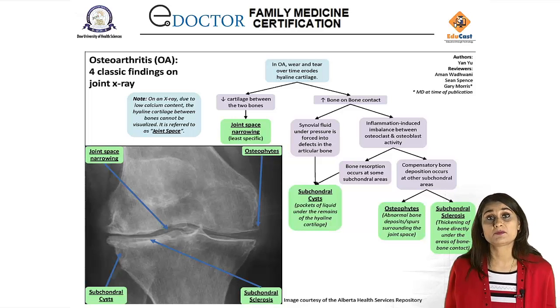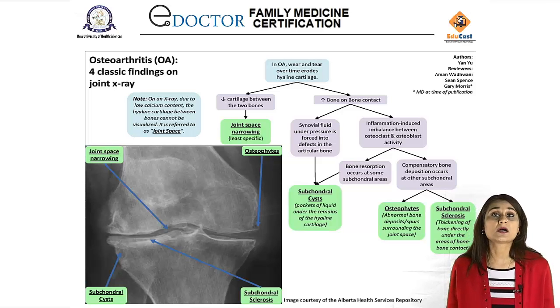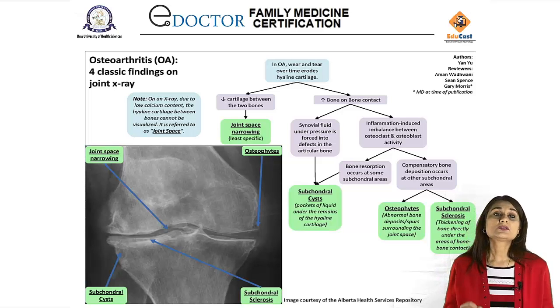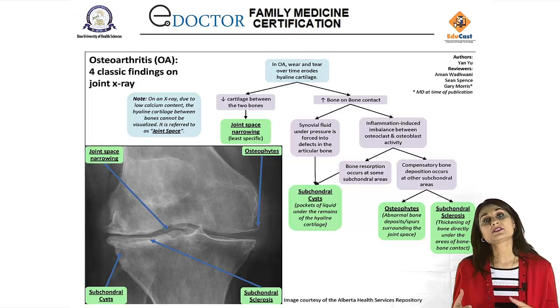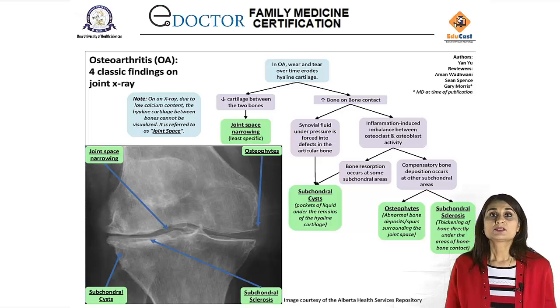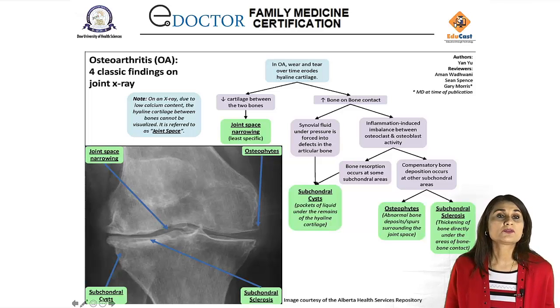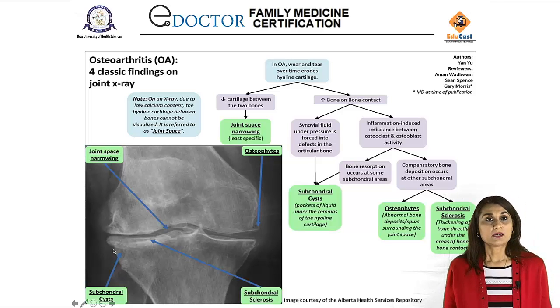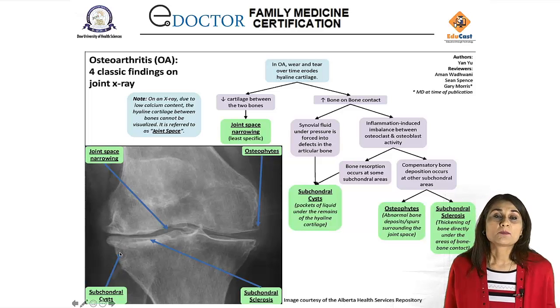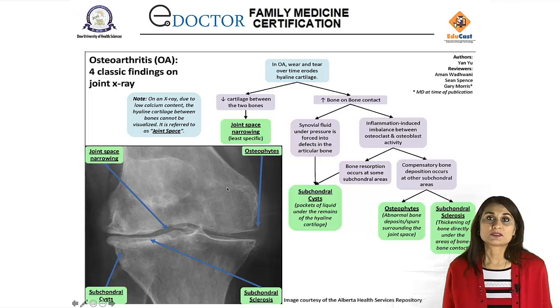Subchondral cysts have another mechanism also. They can form because of bone resorption at some subchondral areas. Who does bone resorption? Osteoclasts. When we have an imbalance between osteoclasts and osteoblasts, the osteoclasts work and cause bone resorption. So we have bone resorption at some areas of the subchondral bone. There again, fluid goes in and they make a pocket. So that's your subchondral cyst.